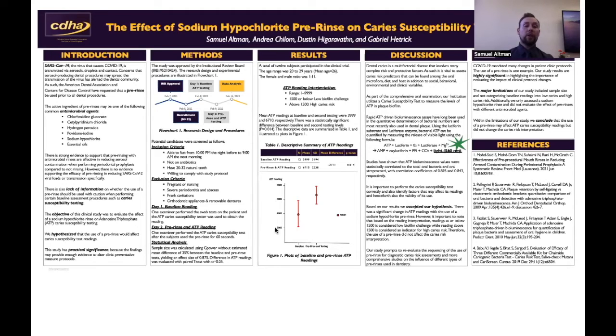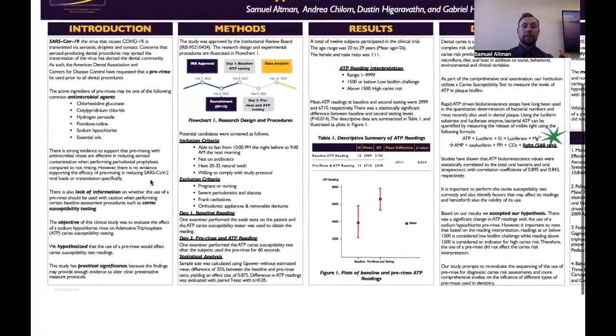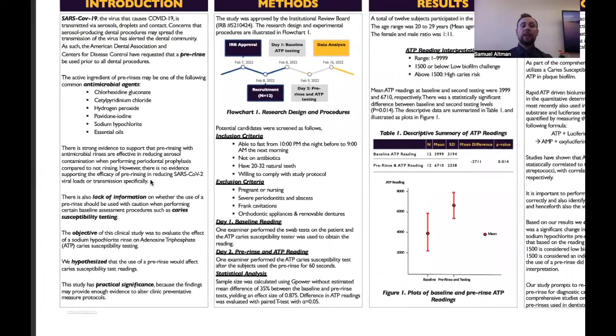So we know that the COVID-19 virus has been transmitted through aerosols and droplets, and this has been a big concern in the dental community. The American Dental Association and the Center for Disease Control have both requested that a pre-rinse be used prior to all dental procedures. A pre-rinse has a common antimicrobial agent in it, and some of these antimicrobial agents are things like chlorhexidine, hydrogen peroxide, sodium hypochlorite, and essential oils.